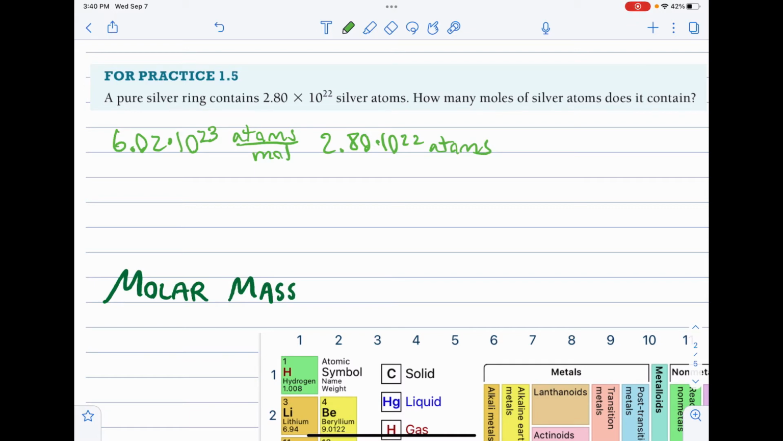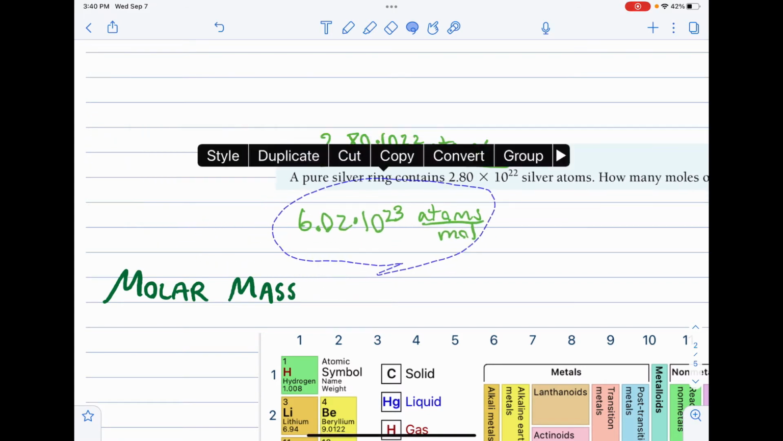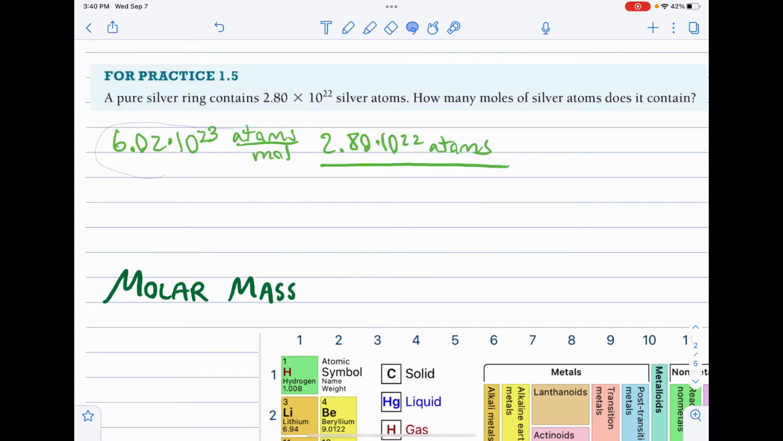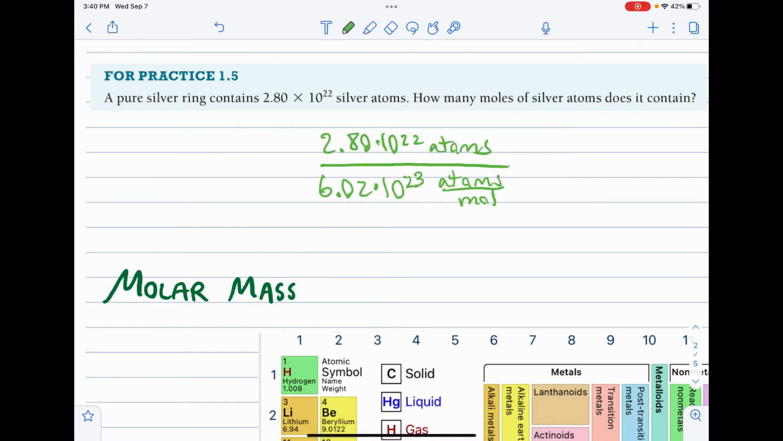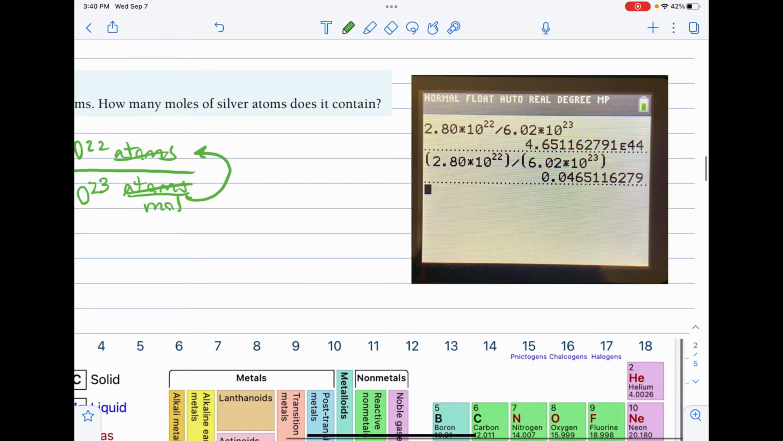Now let's try basically the only thing left, which is dividing the other way around. So if we divide the other way, then we have atoms and atoms cancel out, and mole does something interesting because it's on the bottom of this fraction, which puts it at the top. So if we do this, it turns out that we get this answer here.